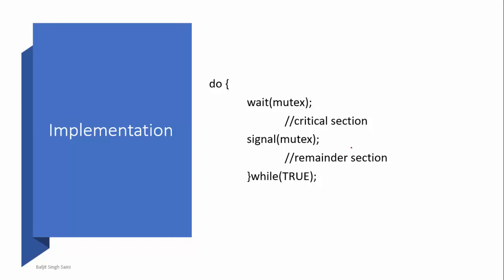So this is the general implementation. मैंने आपको पहले भी डिस्कस किया है that you will do what? First you will issue wait. If wait is successful, then the process will enter critical section. Then in the exit section you will have signal. Okay.